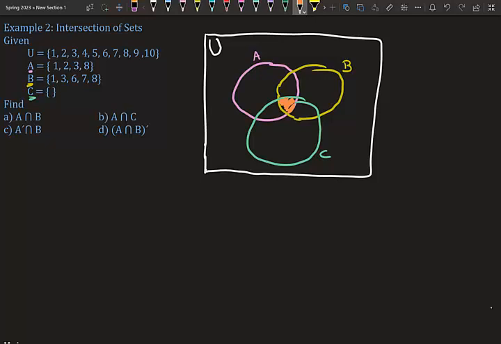Now let's see if A, B, C have anything in common, all of them. Looking at A, B, and C, all of those together, all 3 of them have nothing in common. So we don't put anything there. We can't put anything there because they don't have anything in common.